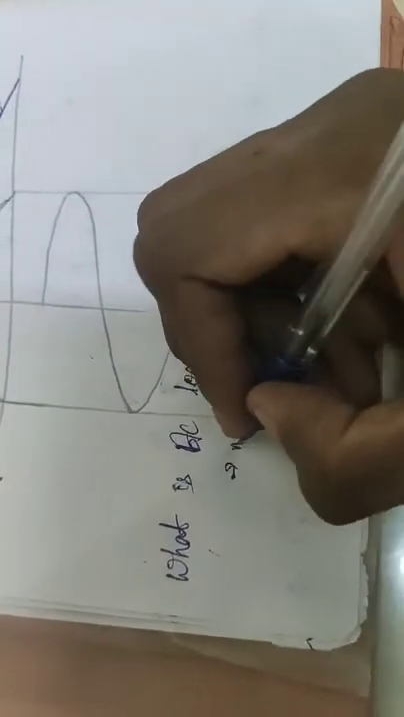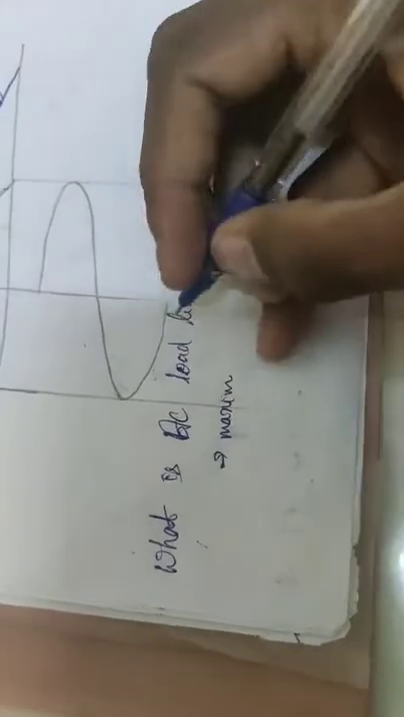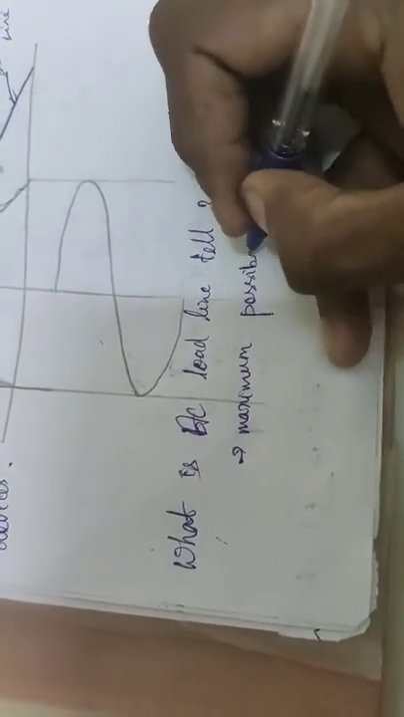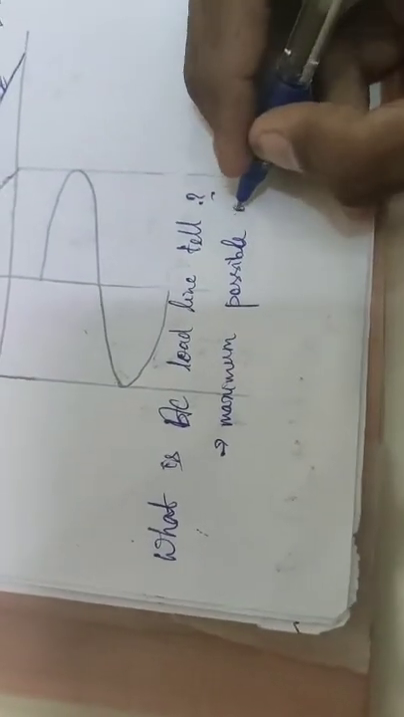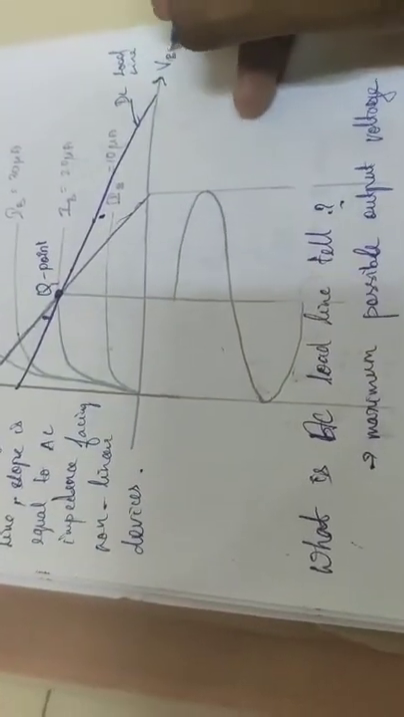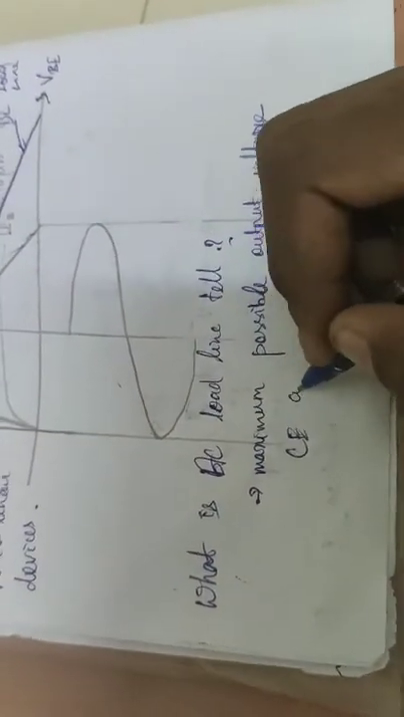The AC load line tells the maximum possible output voltage. In a graph of VBE and IB, I can tell the maximum possible output voltage, mainly for a CE amplifier. It is an advantage.